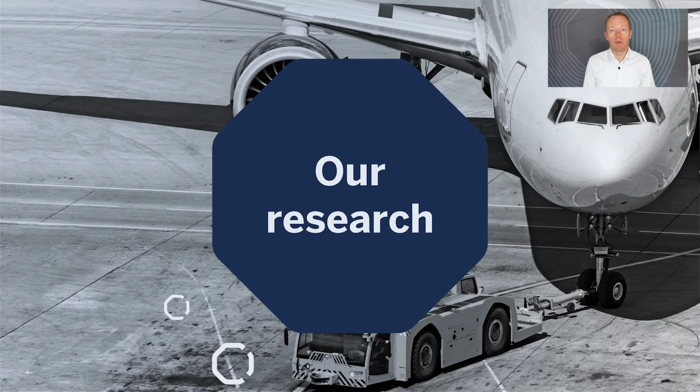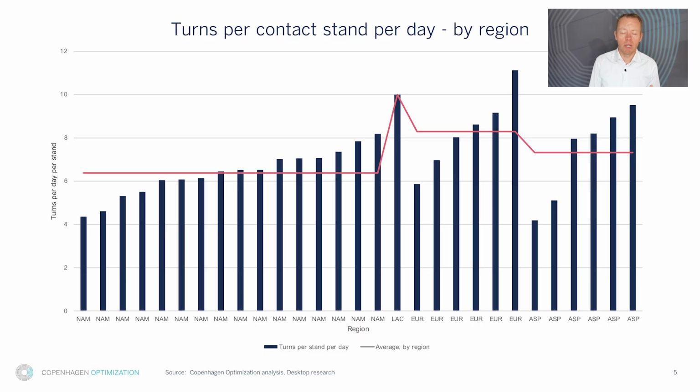So let's look at the research. What we did was we grouped these airports into 4 different categories: one for North America, one for Europe, one for Latin America, and one for the Asia Pac region. What you see on screen now is a chart where the bars indicate how many turns per stand on average we found in each of the airports in our sample, and the red line depicts the average number of turns per stand. We split that up by region.